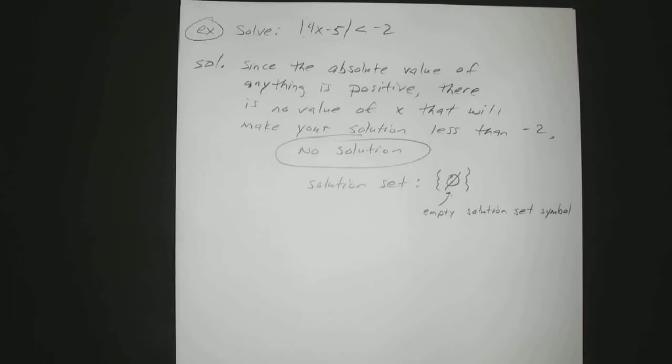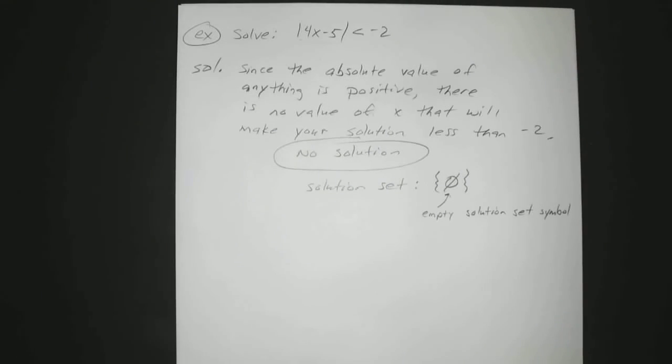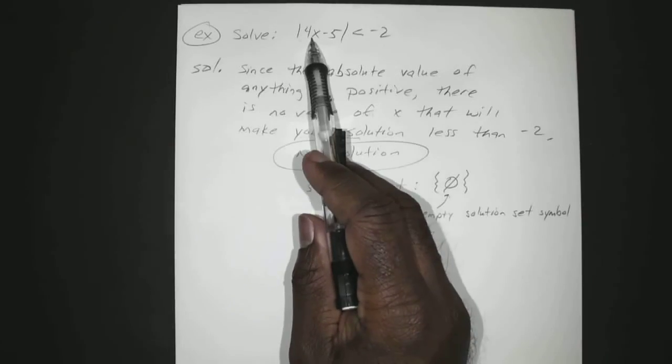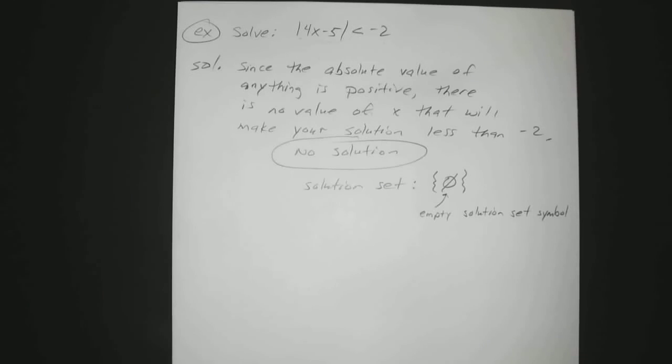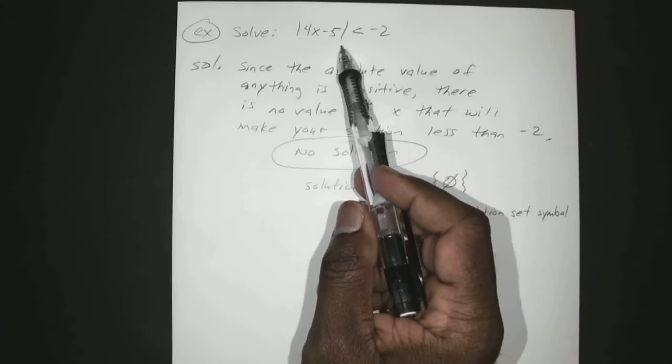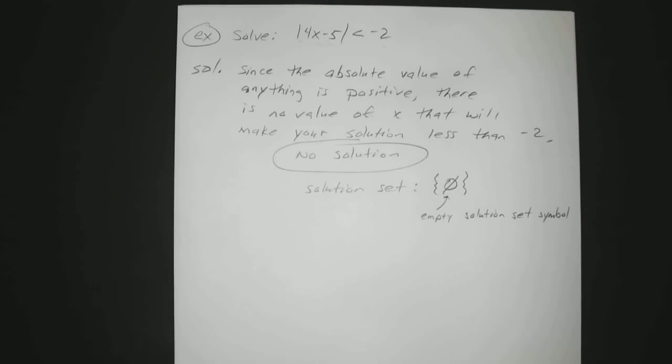Since the absolute value of anything is positive. Yep. So there's nothing we can plug in for x, because whatever we plug in for x, it'll always come out to be the absolute value of that number, which will be positive. So if you plug in 0, the absolute value of negative 5 is 5, so 5 isn't less than negative 2. If you plug in negative numbers, you'll still get a positive. If you plug in positive numbers, you'll still get a positive. So no matter what you plug in, you'll always get a positive number. Okay, I'll leave that up for a second.